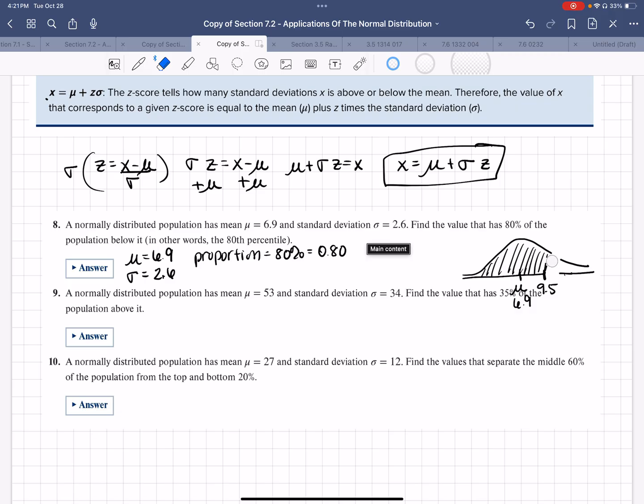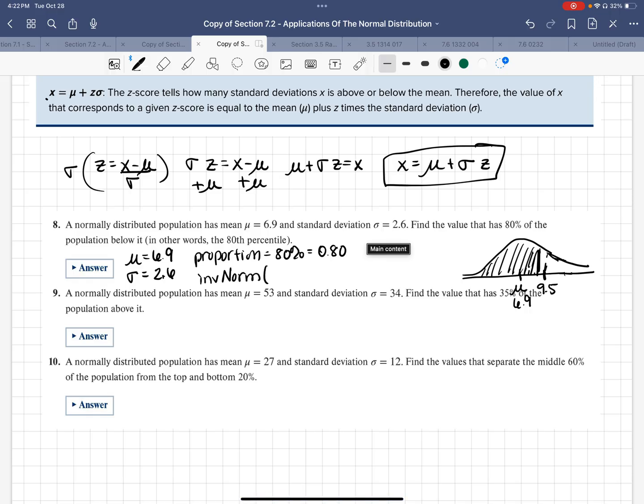Because one standard deviation, all of that added up should be around 84%. So I'm going to predict a little bit less. We're going to get a value a little bit less than 9.5. But let's see what happens. And I may have to cut this chunk out of the video. So I'm going to use inverse norm.